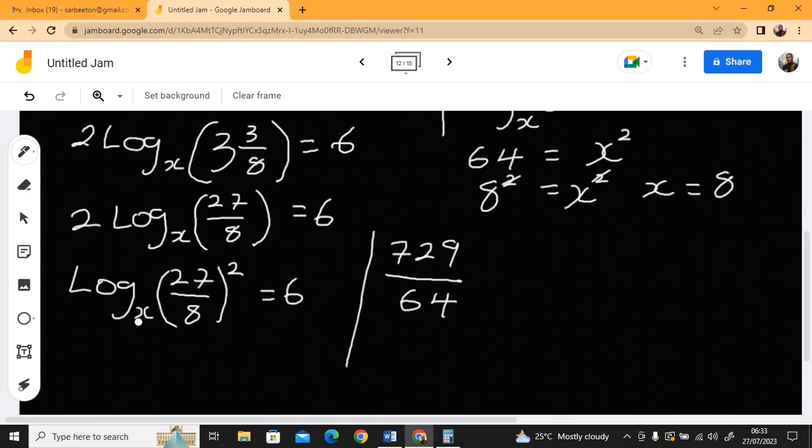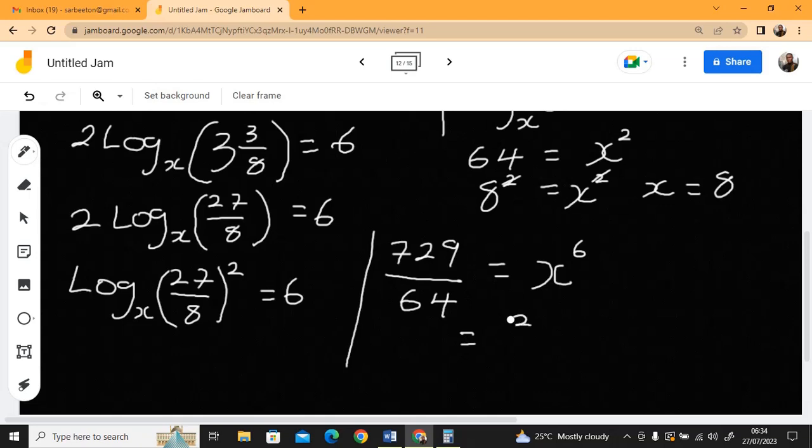Then I told you that anything that is here will move here, then this log will be cancelled. This one will stand alone. This x will now move here, become the base, and this one will become the power. So we have x, then what is here now becomes the power. Now I can't make both of them have the same base. It's not possible because this is a variable letter and this is a number, but I can make them have the same power.